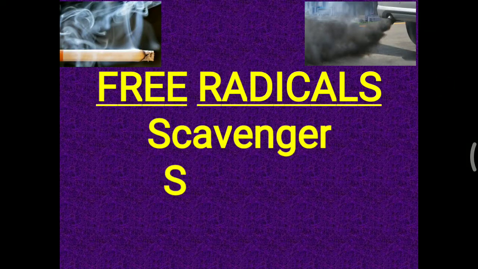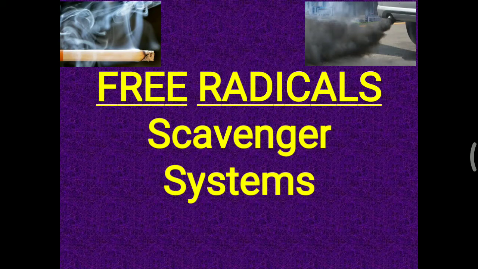Today, a small topic about free radical scavenger systems. Various free radicals are generated in our body and they need to be detoxified or destroyed, and that occurs with the help of the scavenger system. In that, some important enzymes are involved.